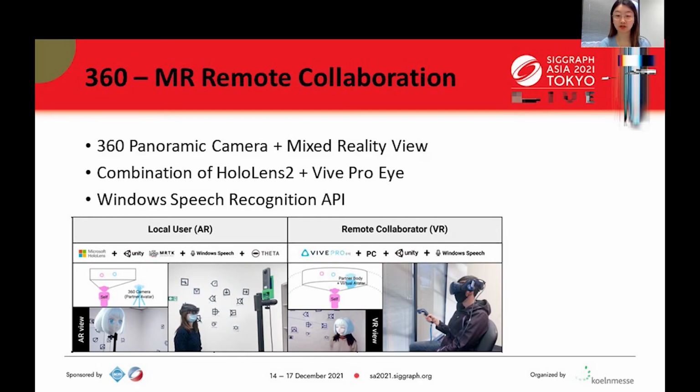The local user in a physical task space wearing a HoloLens 2 AR-HMD can interact with the immediate surroundings. The remote collaborator wears a Vive Pro Eye VR-HMD, can view the shared scene and exchange interactions with the local user. Both AR and VR HMDs have built-in eye trackers to capture gaze data, and we use Windows speech recognition to detect voice input. The user views are independent, shared via Live 360 panoramic camera, Theta V.